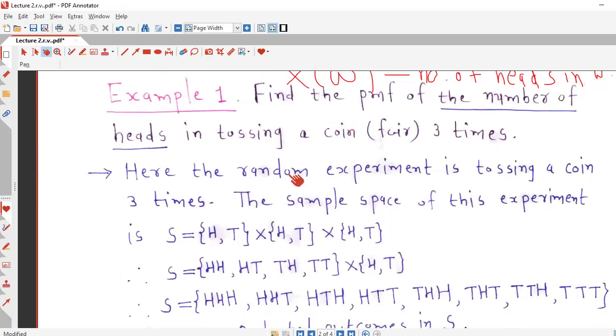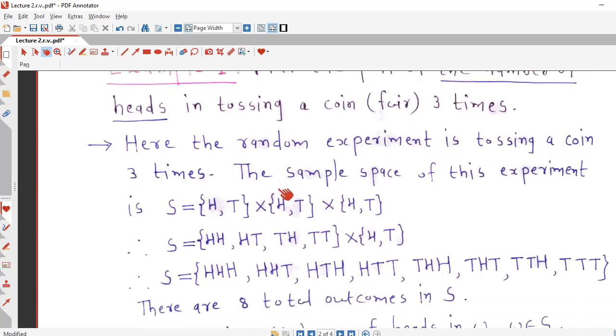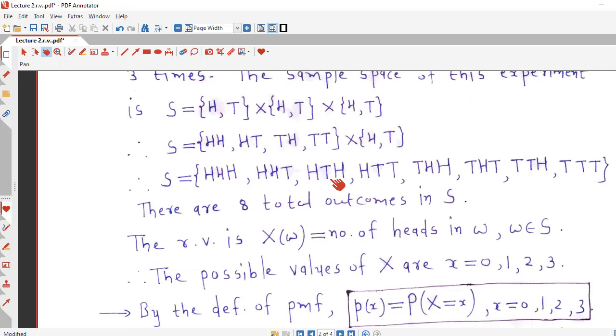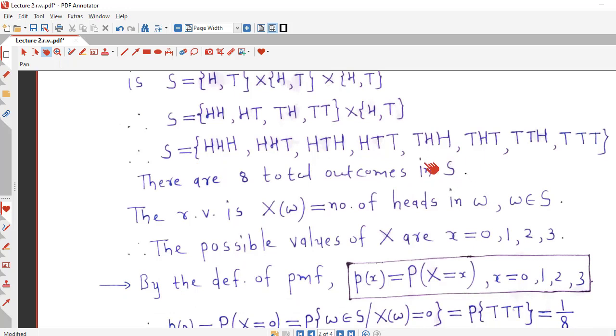Before that, we must know what the sample space is. So the random experiment is tossing a coin 3 times. For each toss, there are only 2 possibilities, either head or tail, and we are tossing a coin 3 times. So the sample space is nothing but the Cartesian product of these 3 sets. It is clear to all of you how we are writing this sample space. First we take the Cartesian product of these 2 sets and then the Cartesian product with the third set. So there are a total of 8 outcomes in the sample space.